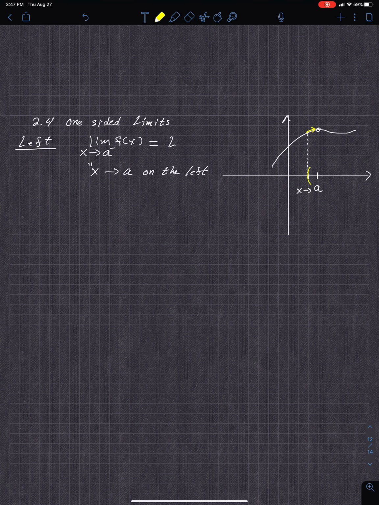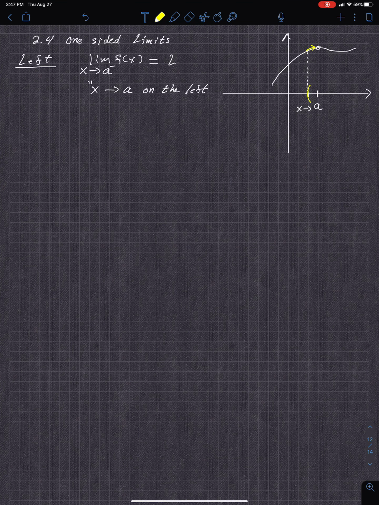Okay, and then let's do the right side. Take a gander at what that might look like. So for the right, we have the limit of f of x equals L, and we say x approaches a, and then you put a plus there. So the plus means on the right. So x approaches a, and that's on the right.